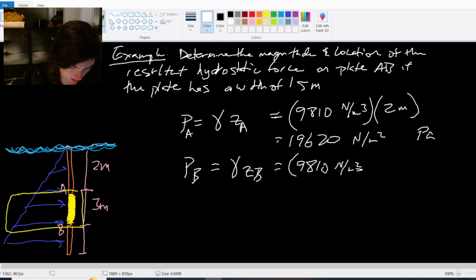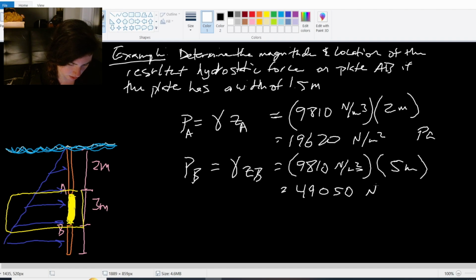9810 newtons per meter cubed times the depth at B, and the depth at B is 5 meters below the water's surface, right? That's 2 plus 3, so 5 meters, which gives 49,050 newtons per meter squared, or pascals. Alright, so we've got those, but the problem is that we're used to seeing these distributed loads in newtons per meter, in a force per distance. But we don't have that here.